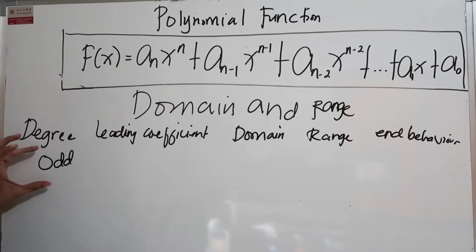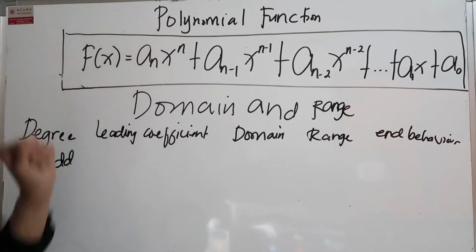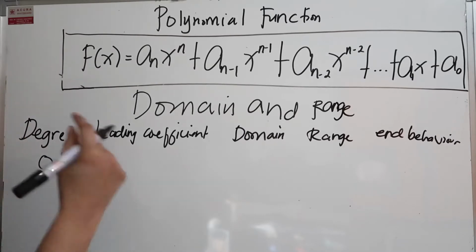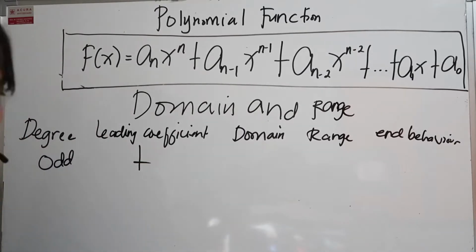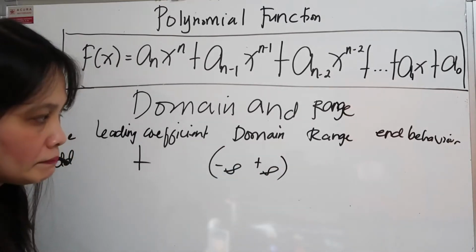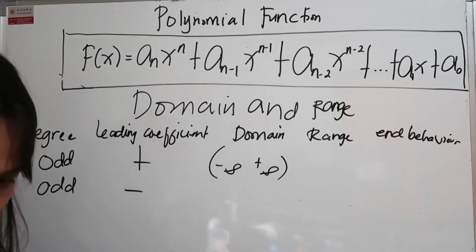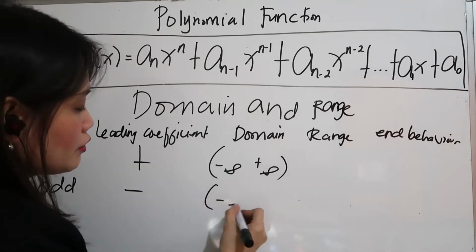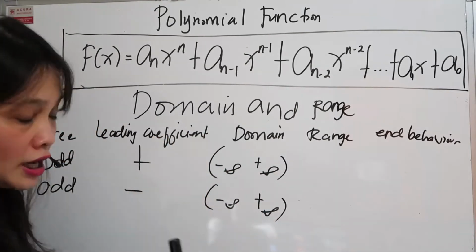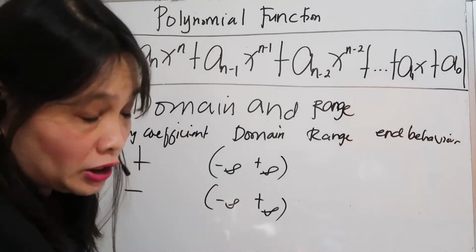So if the degree is odd, again, the degree is the highest exponent of a polynomial function. If the degree is odd and the leading coefficient is positive, the domain is from negative infinity to positive infinity. If the degree is odd and the leading coefficient is negative, still the domain is from negative infinity to positive infinity. Meaning all the values of x are real numbers, the set of real numbers.